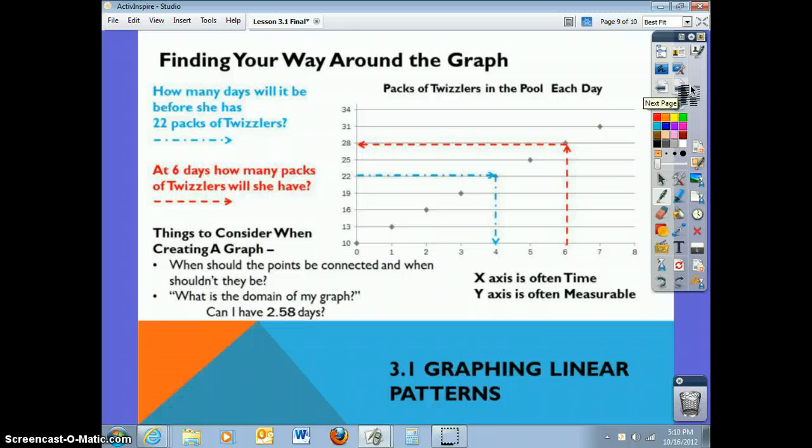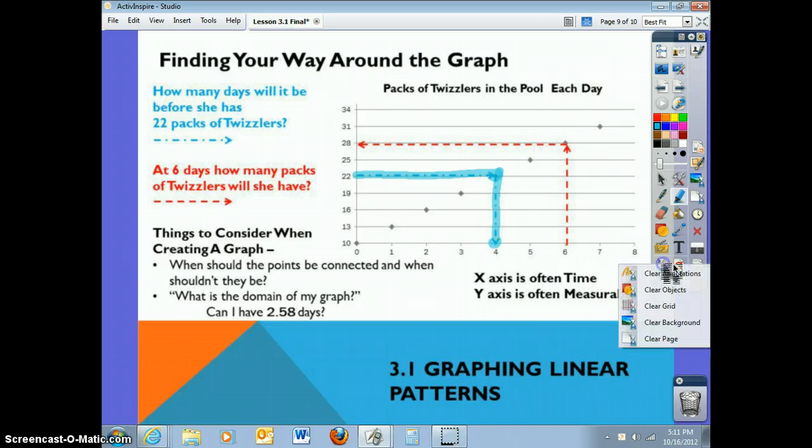Alrighty, so that's a constant decrease. All right, last thing, finding your way around a graph. So let's say you need to find out a whole lot of stuff about Miss Lovett and these Twizzlers. How many days would it be before she has 22 packs of Twizzlers? You come over here and say, there's 22 packs of Twizzlers, okay? I go across until I get to the point, stop when I get to the dot, and then drop down. That's 4 days. 22 packs of Twizzlers, 4 days.